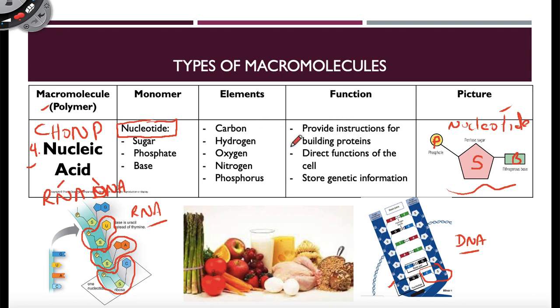All right, so what is the function of nucleic acids? Well, they provide instructions for building proteins because we know the central dogma of biology is that DNA makes RNA, and then RNA carries the instructions to proteins, and then the proteins are the ones that are going to pretty much be in charge of every cellular job in our body. But DNA and RNA, they kind of direct the functions of the cell. They store the genetic information, right? So that then our proteins, we kind of think of them as the workers, can go about and do the job that DNA and RNA are dictating them to do.